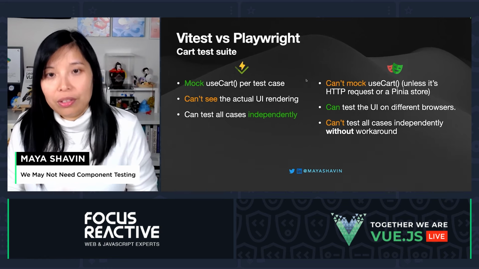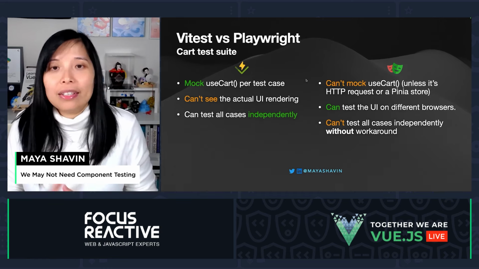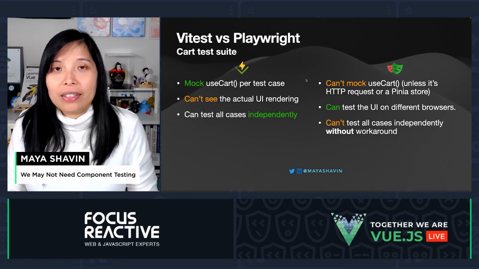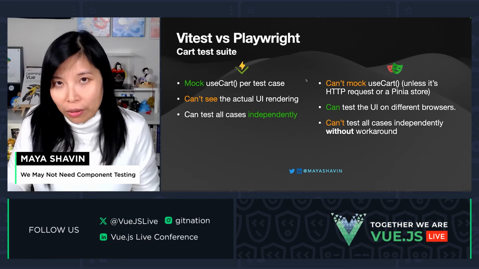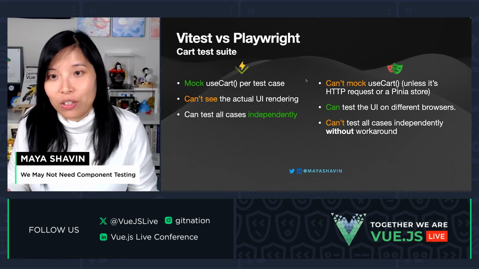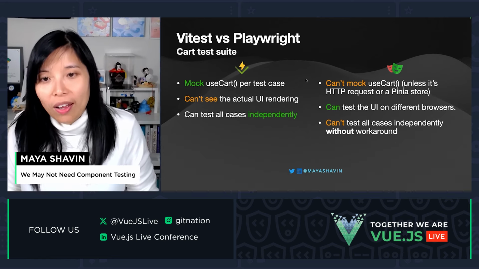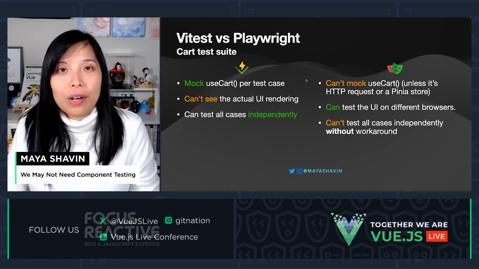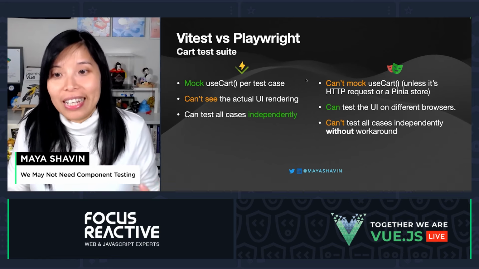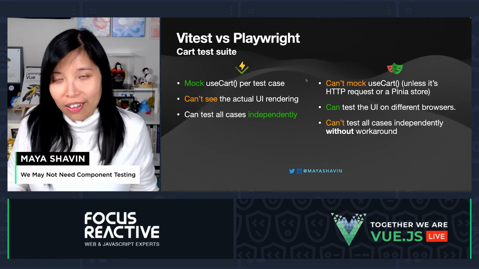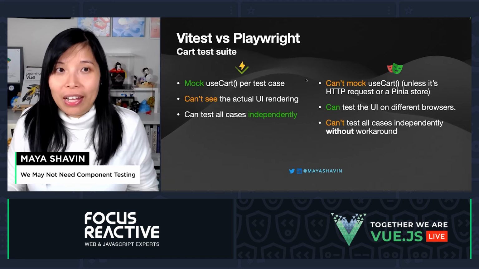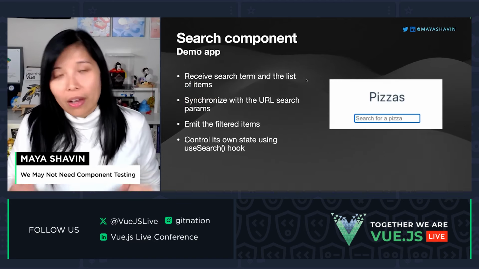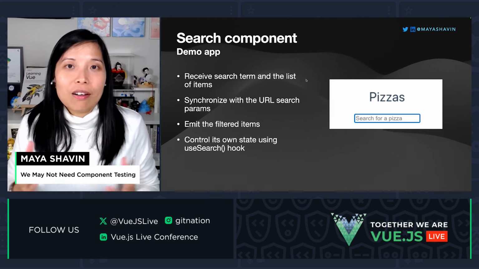in different browsers. The downside is that you cannot mock the useCart composable unless it's an HTTP request, where you can mock the HTTP request to get the data you want, or a Pinia store. And for other cases like remove item, you cannot test the case independently without a workaround. For that, we need to have an extra workaround, which may or may not be good enough. So let's move to another more complex component called the search component.